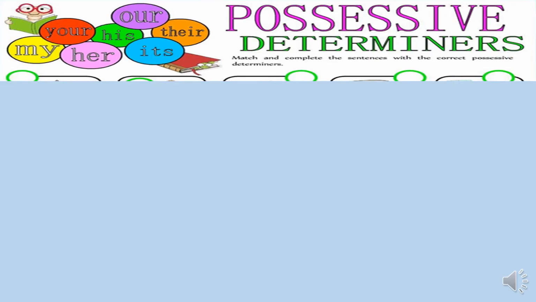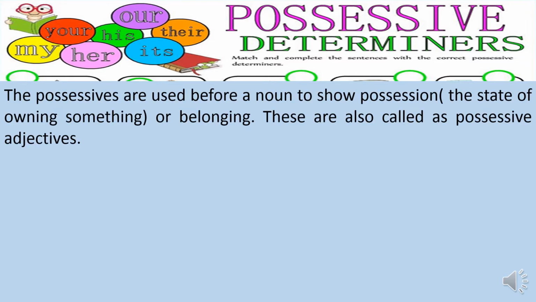And the next one is possessive determiners. The possessives are used before a noun to show possession, that is the state of owning something. So possession is nothing but to show belonging also. These are also called possessive adjectives. This term can be recalled as you might have learned this in 5th or 6th grade. These are the words that are called possessive determiners: my, our, your, his, her, its, their.